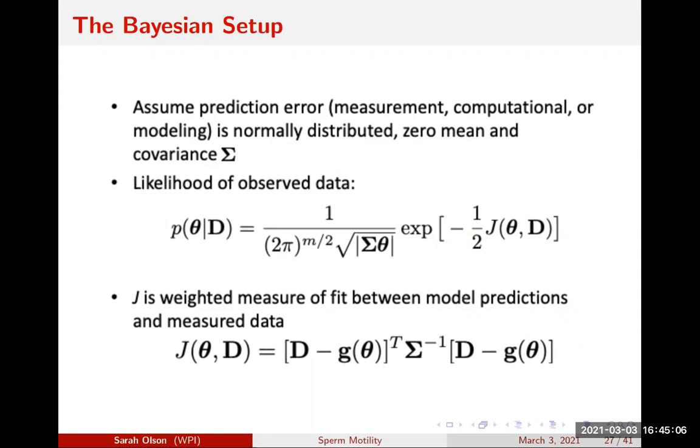And the likelihood is, looking at this kind of nasty equation here, but this J term is a weighted measure of fit between model predictions and measured data. So we have our data, and then we have our model predictions. We are going to have to do this for a fairly large number of model predictions. So if we keep on solving our forward model to get these predictions, we can plug it into this J to then get our likelihood and start calculating these posteriors.